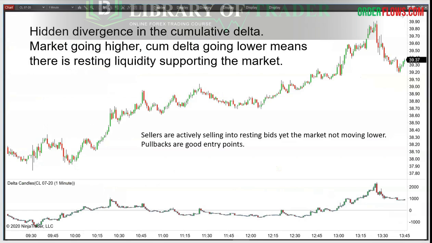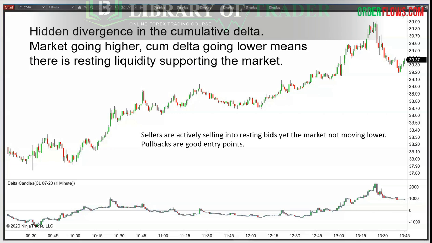Now, divergence in the cumulative delta is interesting. So, market's going higher, cumulative delta going lower means there's resting liquidity generally supporting the market. Sellers are actively selling into resting bids, yet the market is not moving lower, right?